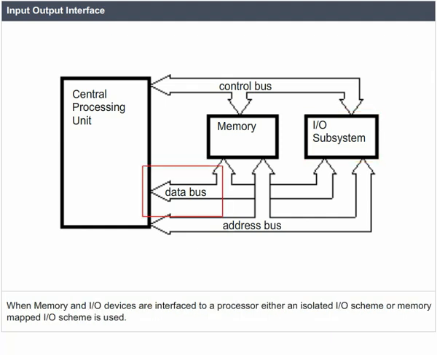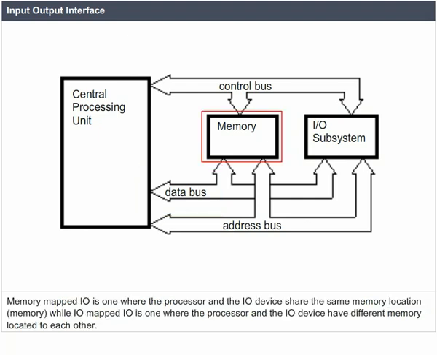When memory and input-output devices are interfaced to a processor, either an isolated input-output scheme or a memory-mapped input-output scheme is used. Memory-mapped input-output is one where the processor and the input-output device share the same memory location, while isolated input-output is one where the processor and the input-output device have different memory locations from each other.